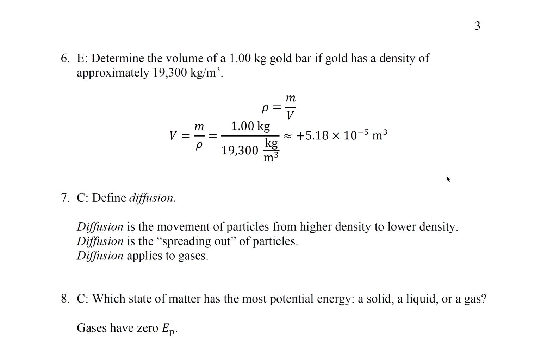Question 6. Determine the volume of a 1 kilogram gold bar if gold has a density of approximately 19,300 kilograms per meter cubed. Let's take the equation rho equals mass over volume and just solve for volume.